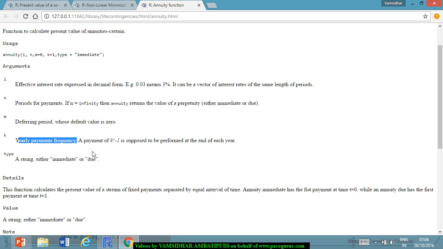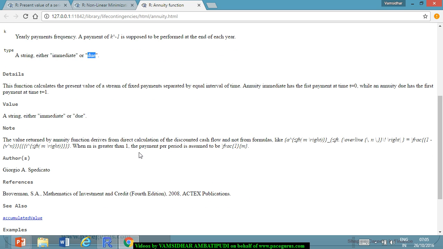So we are talking about the number of payments that, within a year, how many payments are we typically making? So that is the yearly payment frequency. And finally, the type. If I set it as immediate, it will be an immediate annuity. If I am setting it equal to due, it would be an annuity due.